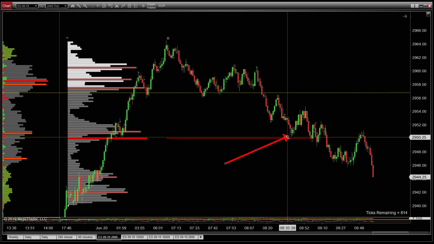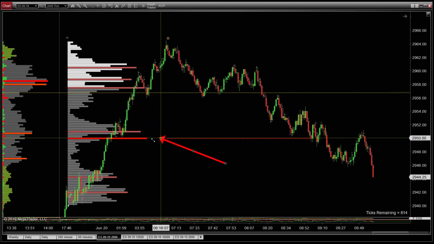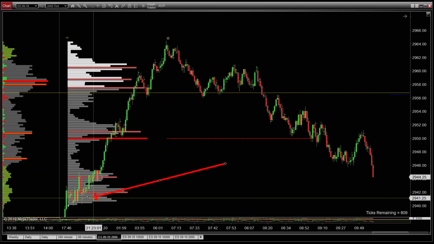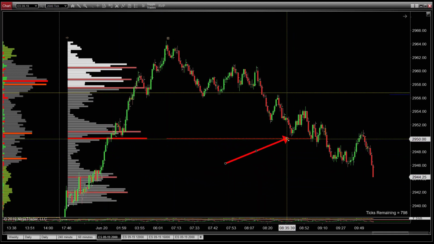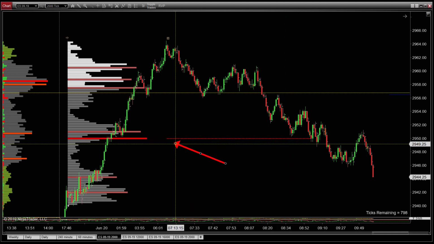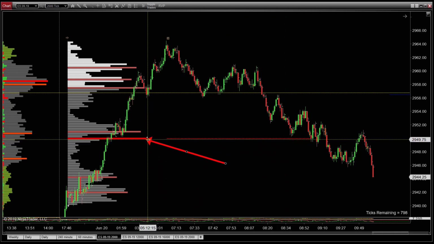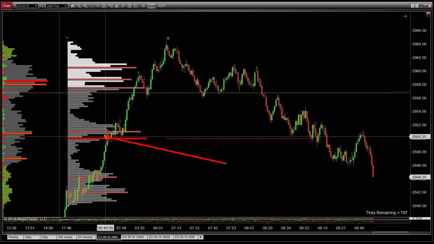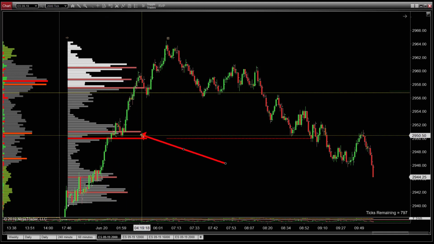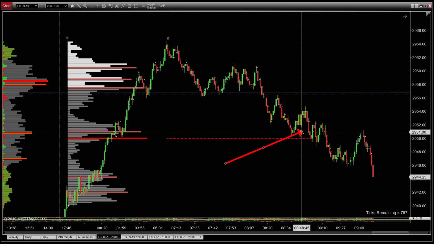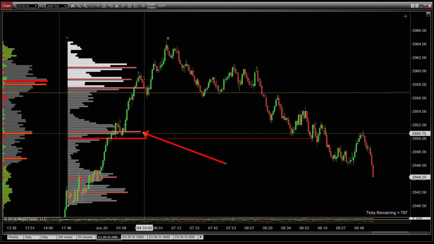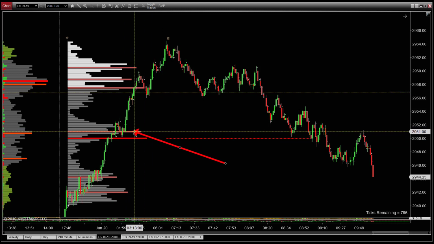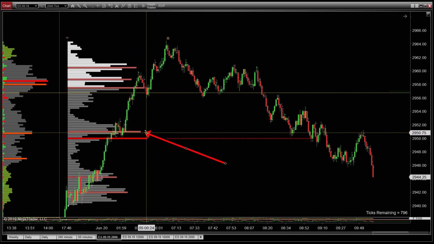So I'm looking right here. The highest volume in this swing is right here. You can see that it never hits the point of control, this red line, but it does trade into the gap, and that's as far as it goes. At that point it leaves. That's basically what I'm looking for.